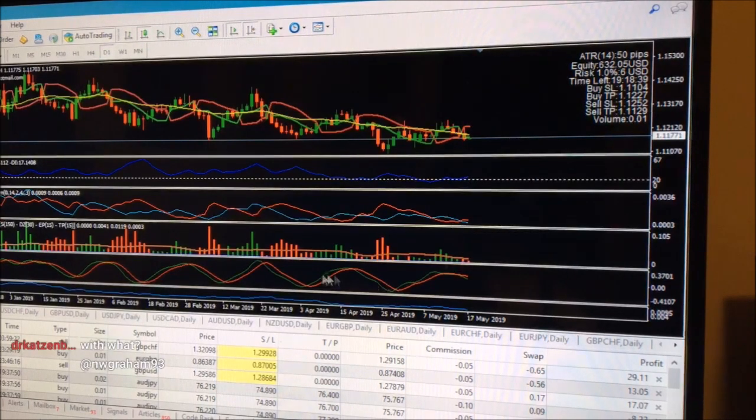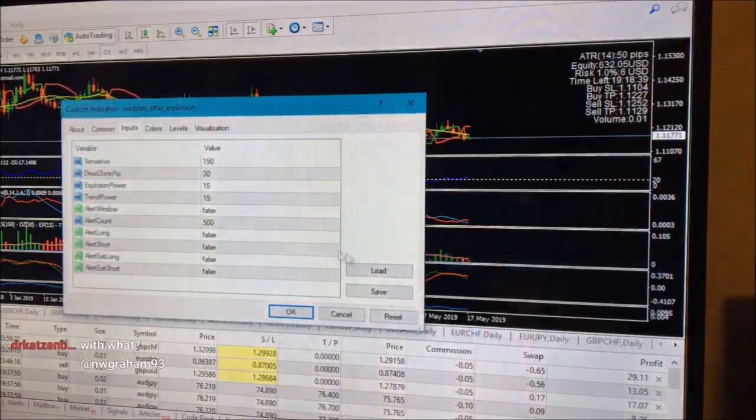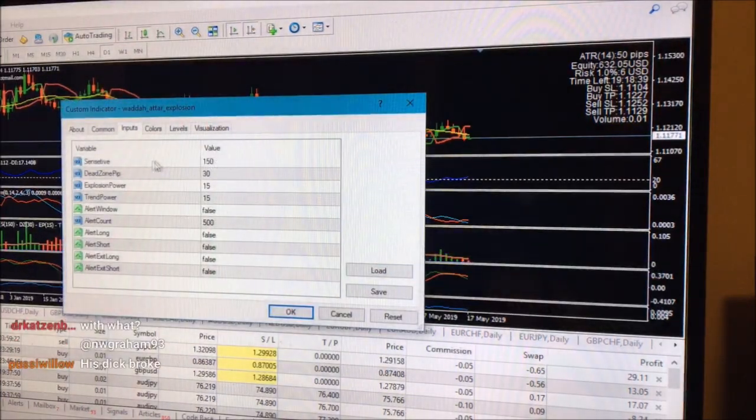And then oh yeah, let me go over the settings on this one because they are not default, I think. The sensitivity is at 150 and the dead zone pip is 30. Those may be the defaults, but I'm not 100% sure. Everything else is pretty much default except I've turned all of the alerts off because alerts are annoying.